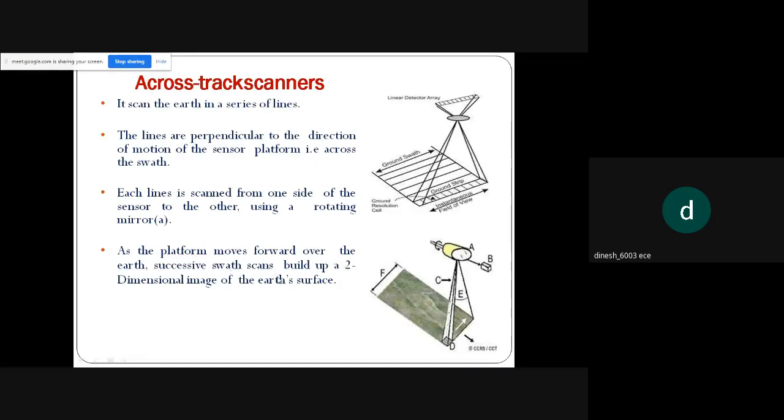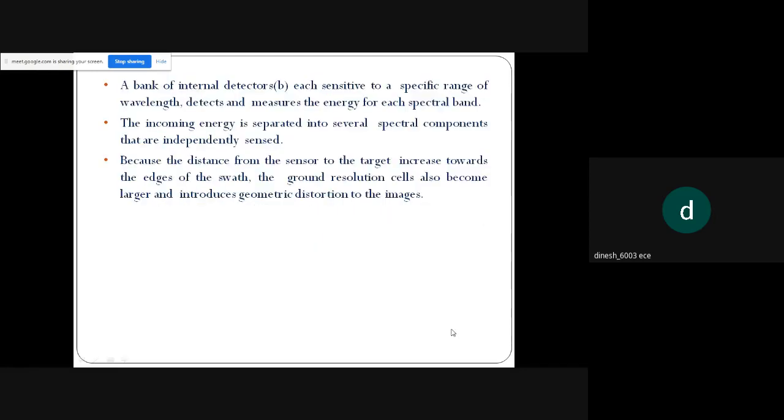After successive scans, we'll get a two-dimensional image of the earth surface that you can see in the bottom diagram. This scanning is done with respect to the instantaneous field of view. The first line, second line, third line, fourth line, fifth line, sixth line, it goes. That information is being recorded and built up as a two-dimensional image of the earth surface. Across track scanners.